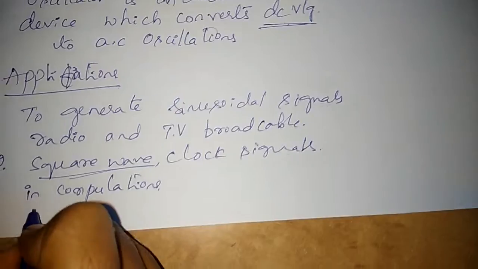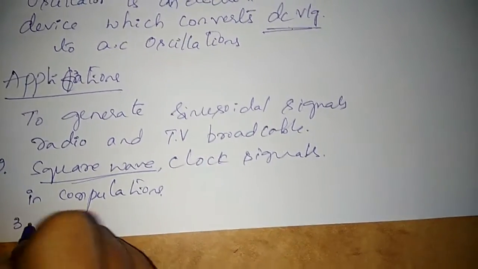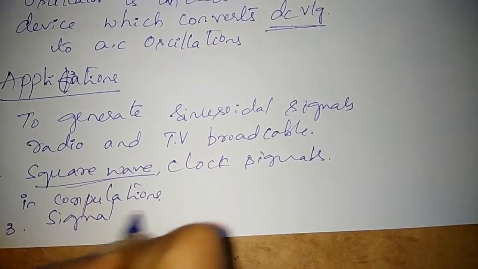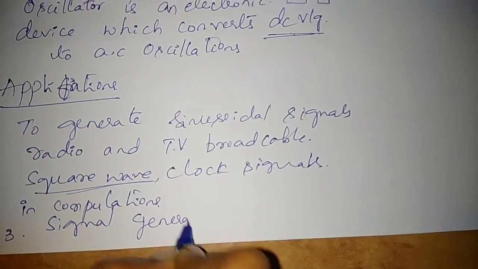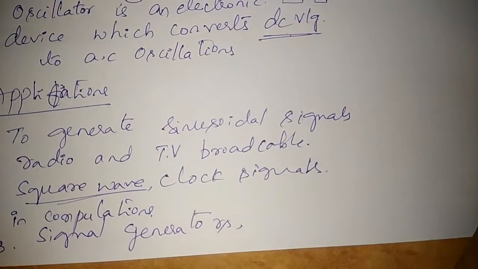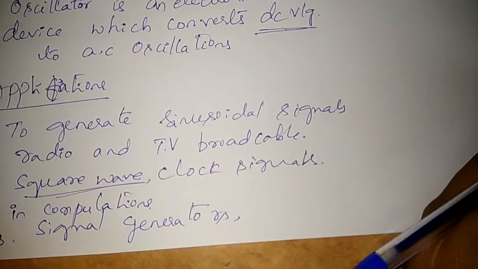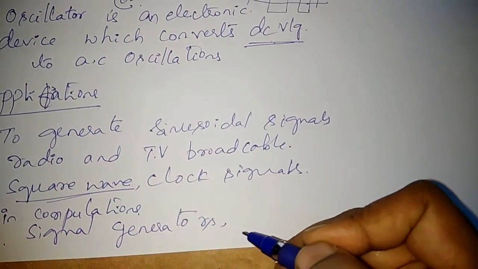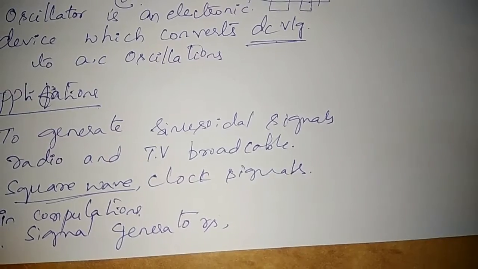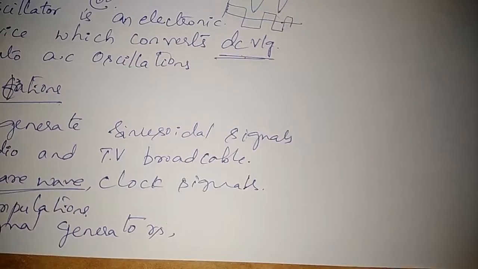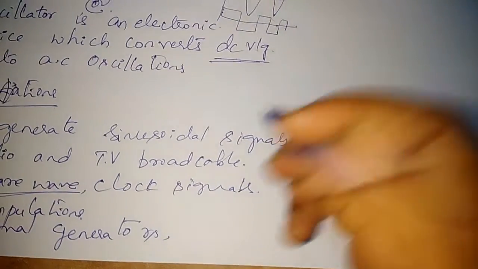The third application is signal generators. Signal generators also use oscillators. Where do signal generators come in? Your medical applications and laboratories. To test the circuits, we should give some waveforms. So from where will you get all these waveforms? There they will be using oscillators to generate the waveforms.